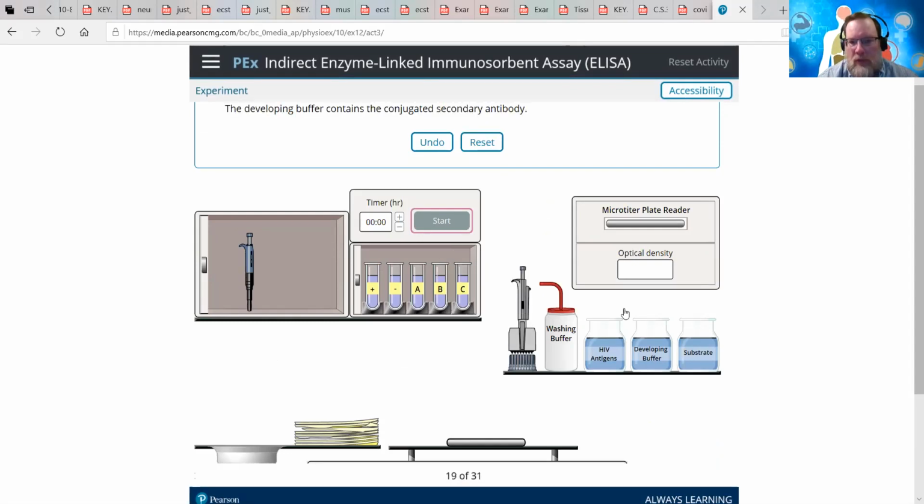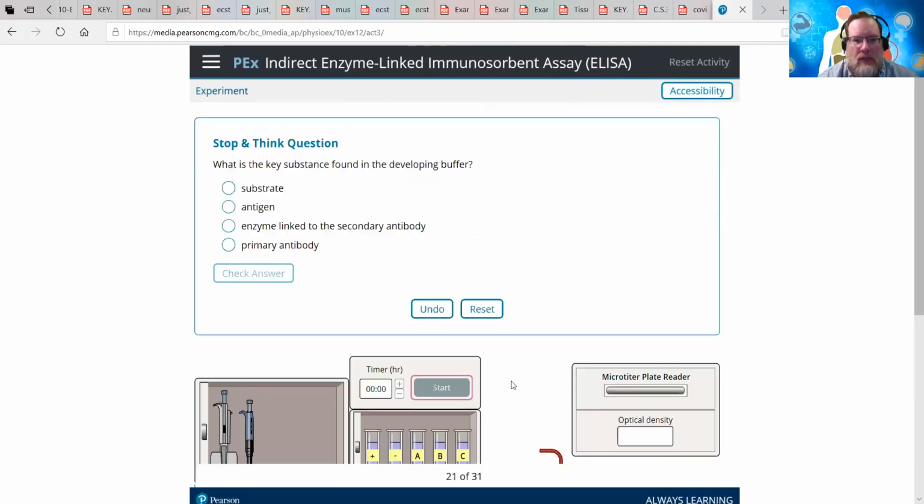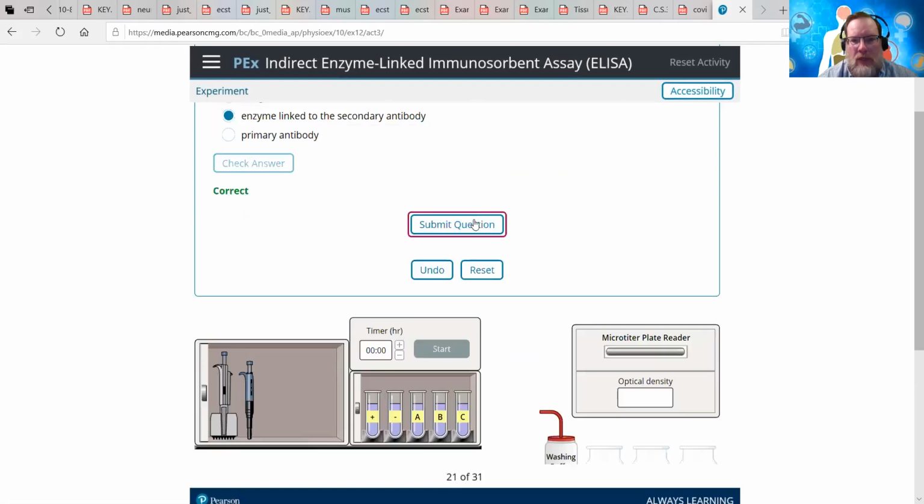Okay, then we're going to go to the developing buffer. We're going to take that developing buffer and add that in. And what that's going to do is activate the key substance. So that's going to have that enzyme link to it.